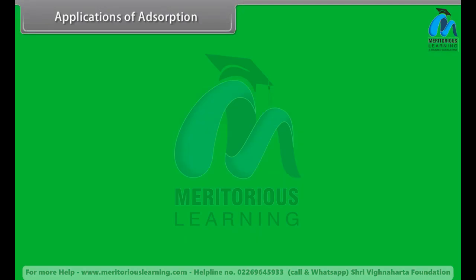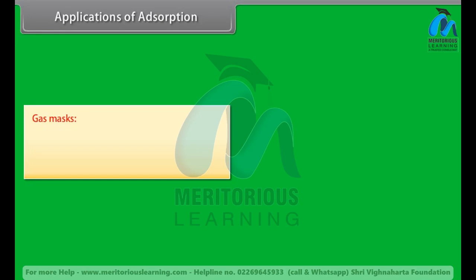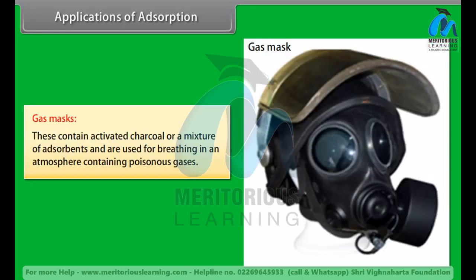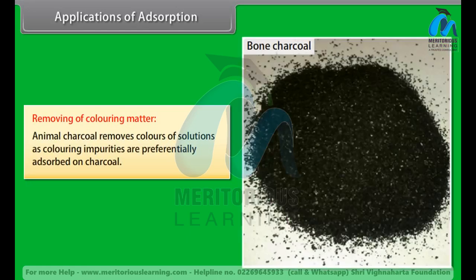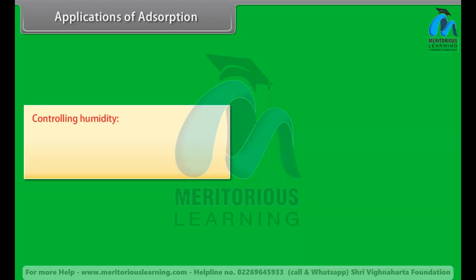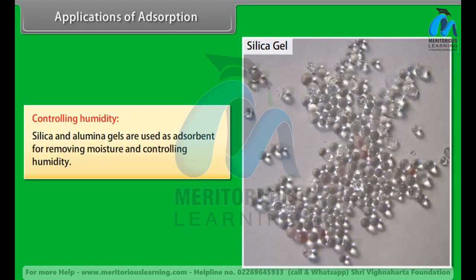Applications of adsorption. Gas masks. These contain activated charcoal or a mixture of adsorbents and are used for breathing in an atmosphere containing poisonous gases. Removing coloring matter. Animal charcoal removes colors of solutions as coloring impurities are preferentially adsorbed on charcoal. For example, bone charcoal is used as a decolorizer in the sugar industry. Controlling humidity. Silica and alumina gels are used as adsorbents for removing moisture and controlling humidity.